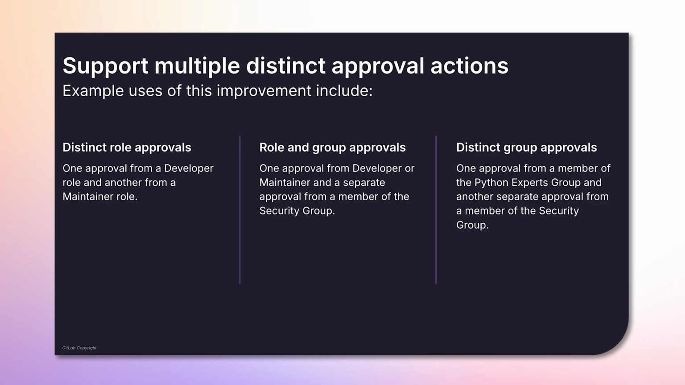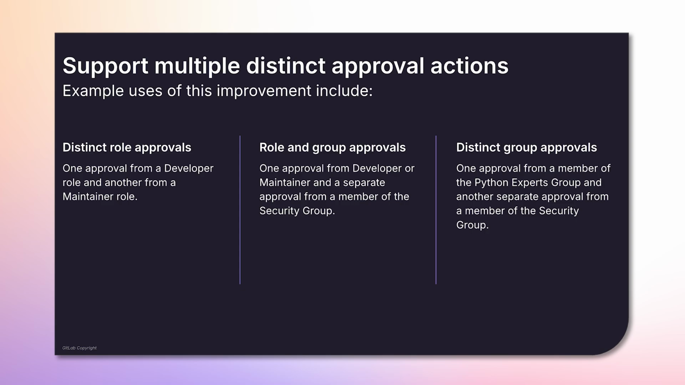And today I'm going to go over one of the newly released features in GitLab 17.8. I'll be covering support for multiple distinct approval actions in merge request approval policies. Now let's get started. These new distinct approval actions provide flexibility and added granularity for merge request approvals.